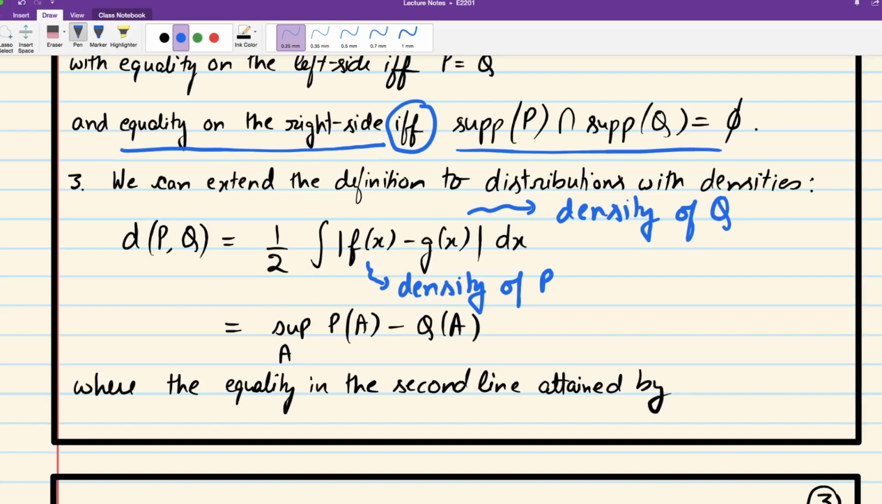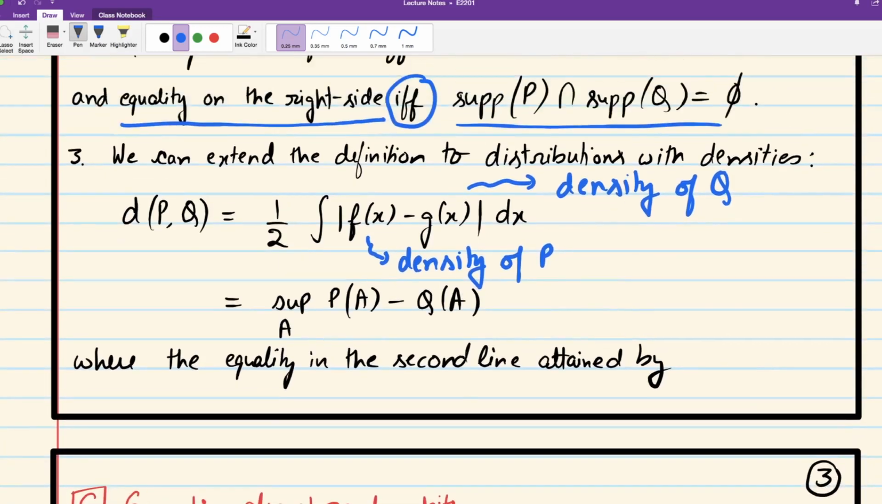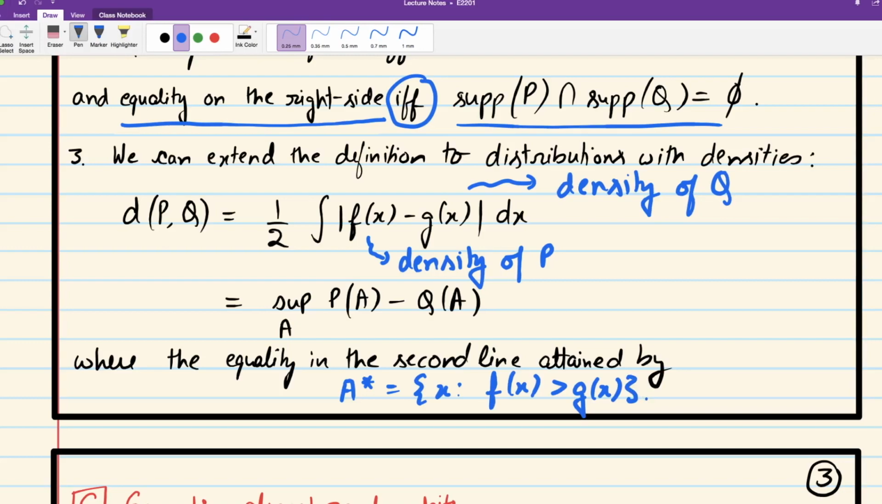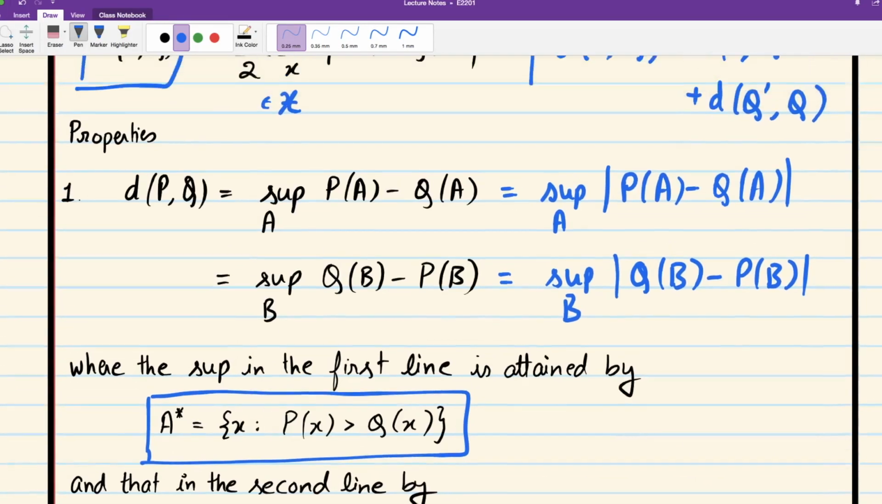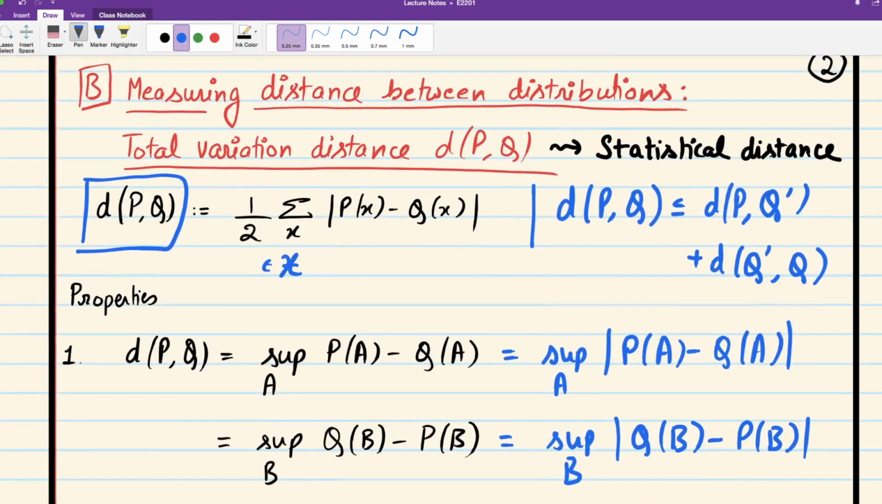Okay, and now equality holds if and only if a similar condition holds. So the set which attains equality is given by A star equals the set of those x for which f(x) exceeds g(x). Okay, that's the set which attains this with equality. So this d(p,q), this total variation distance, is something that we would like to use as a measure of distance between distributions, and it satisfies various properties.